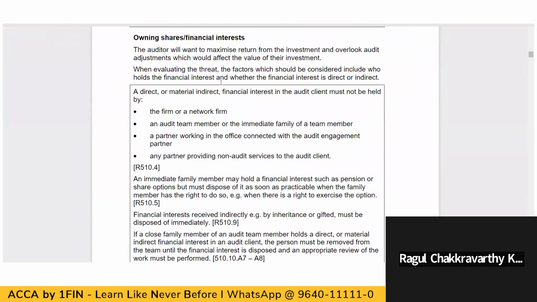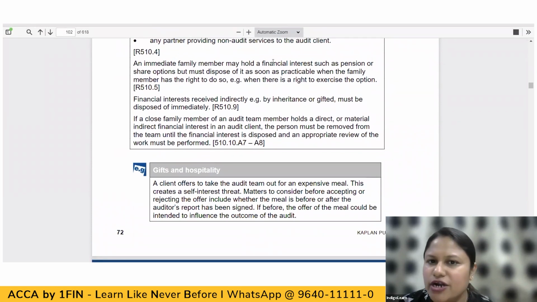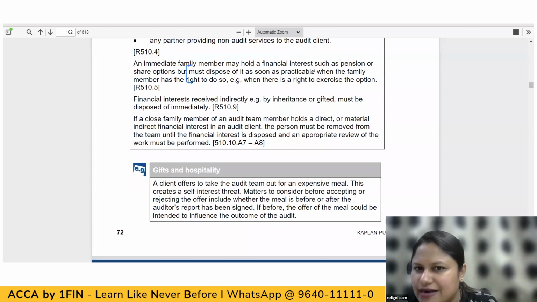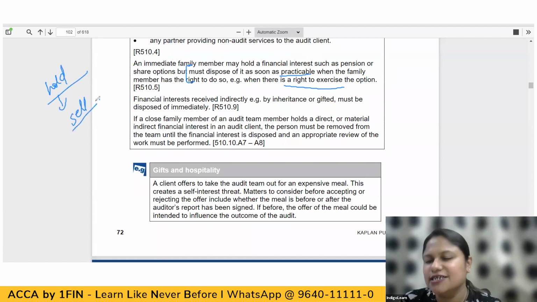Then they say the immediate family members may hold a financial interest. Like I told you, a brother may hold a financial interest, such as a pension or share option. There could be prior employees who, because of retirement benefits, have pensions and share option plans. But they must dispose of it as soon as practicable when the family member has the right to do so, for example, when there is a right to exercise the option. They are saying, no problem, you hold it, but you have to sell it off once it is possible for you to sell it. That means you cannot continuously hold it.